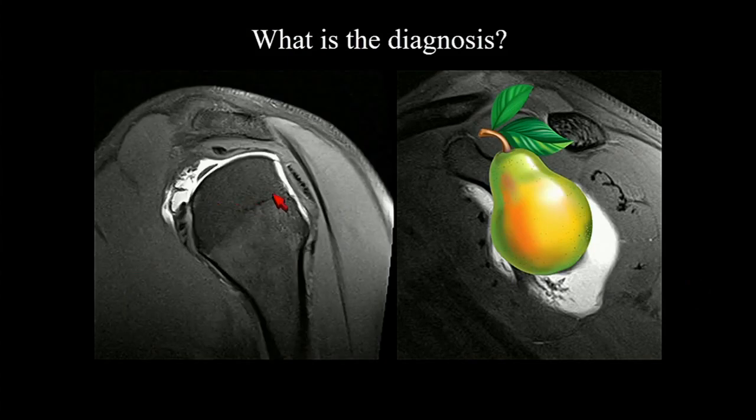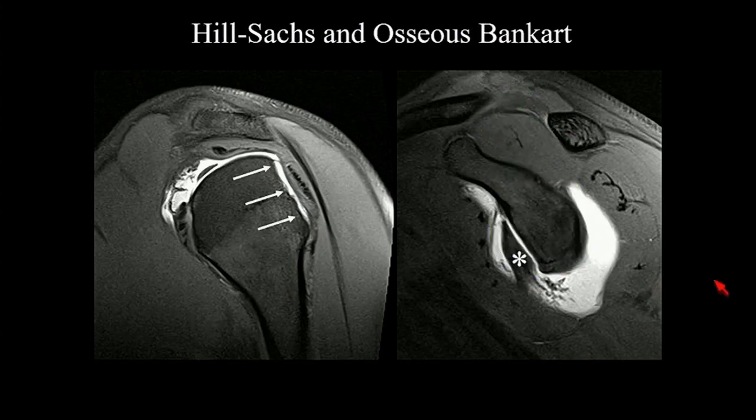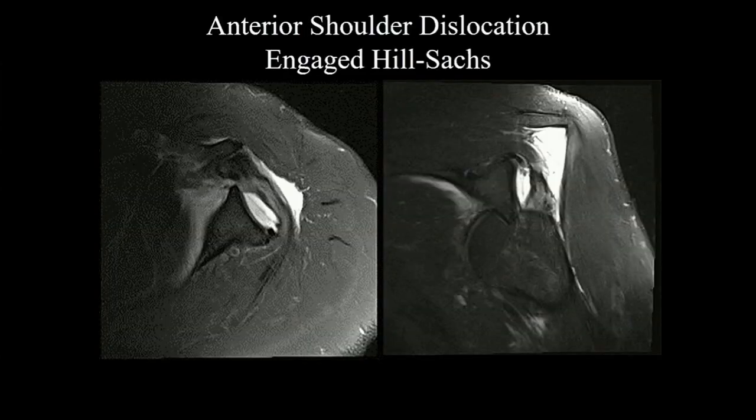What that is, in conjunction with marked flattening of the posterior aspect of the humeral head, are Hill-Sachs and osseous Bankart lesions. In these cases, they're really well demarcated. There's no bone marrow edema on the other sequences we have, and this is the result of a prior anterior shoulder dislocation.